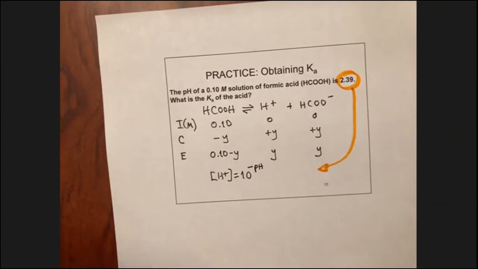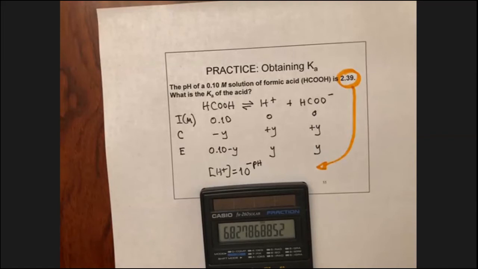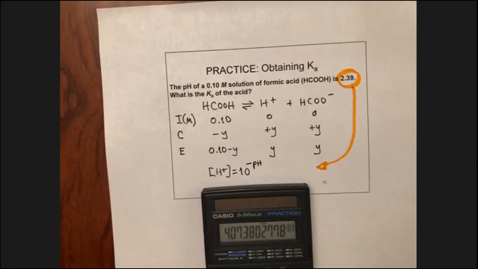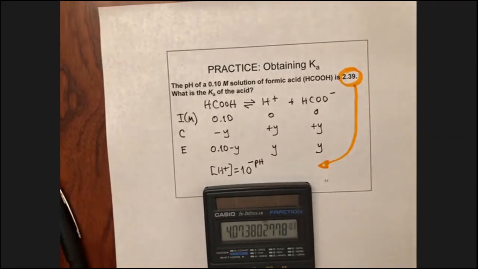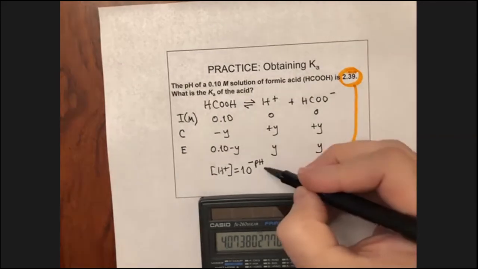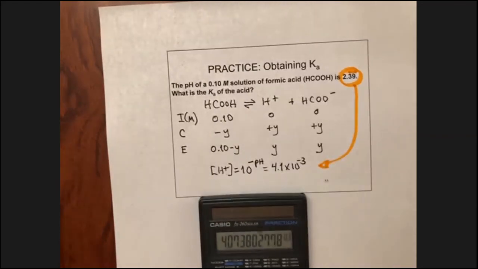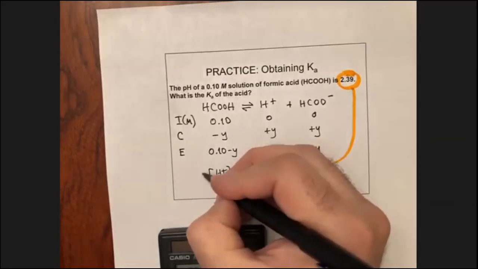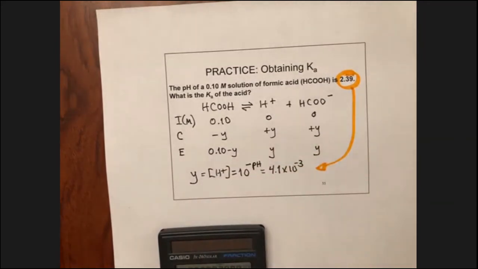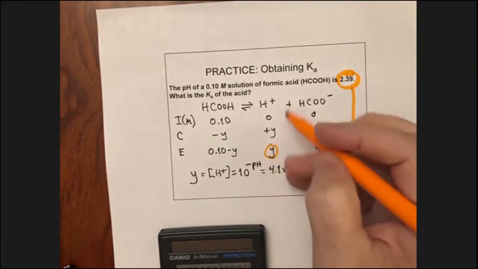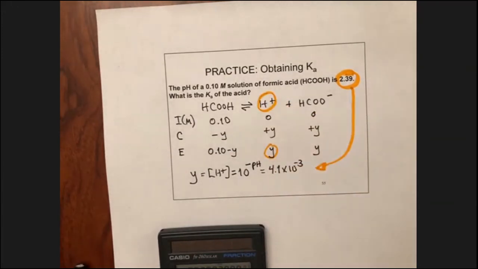So let's see what that is. Again, you'll have to figure out how your calculator works. I have to put in 2.39, negative of that, and then 10 to the that, whatever that is, and I get 4.07. You know what? Since the pH here has 2 decimals, that means 2 significant figures. So the concentration of hydrogen ions would be 4.1 times 10 to the negative 3. And guess what? That is exactly the value of Y. In other words, Y is essentially the molarity of hydrogen ions, and we get that from the pH.